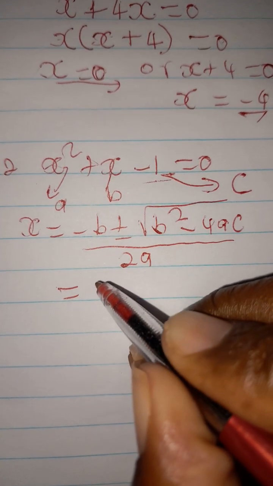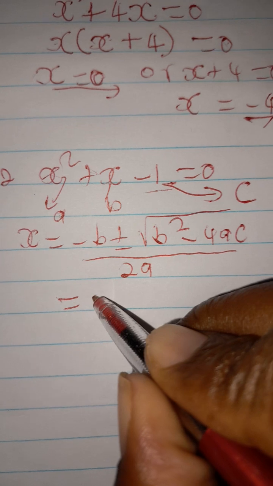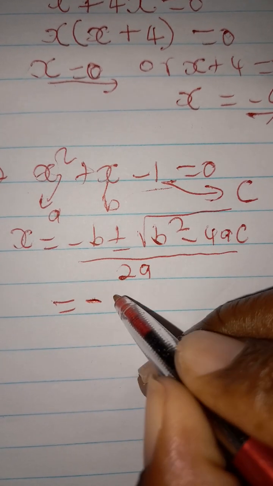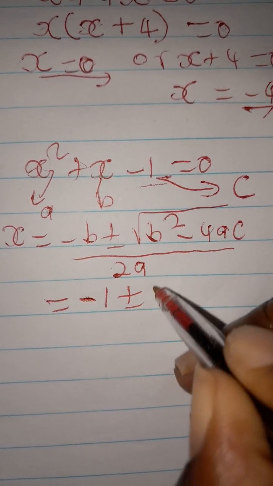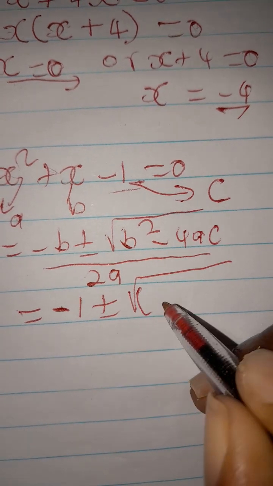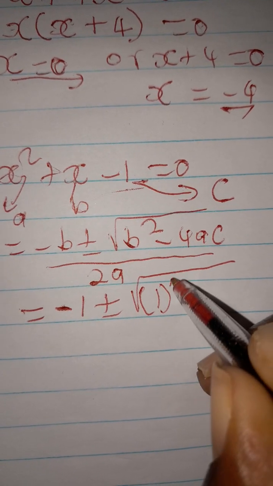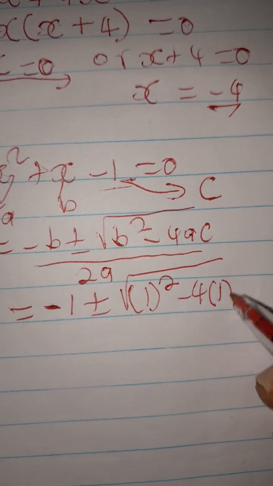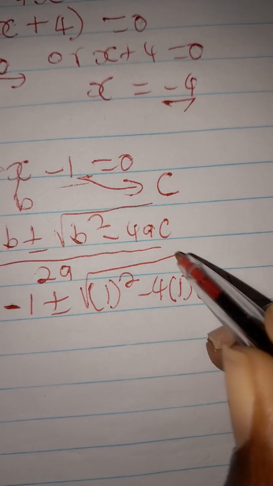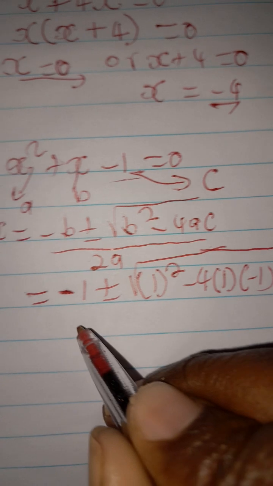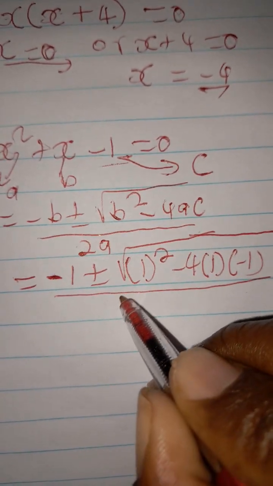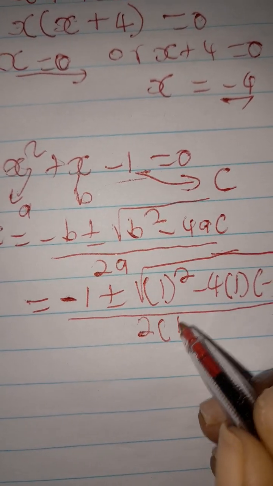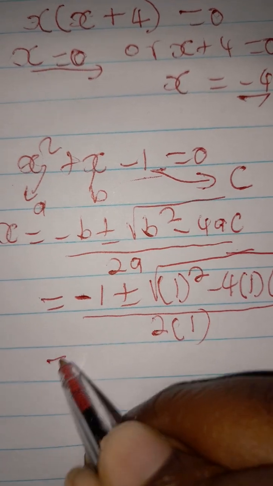Therefore we substitute. Our b we can see is positive 1, so when you plug it in, it's going to be negative 1. Where there is a b, you replace it by 1. Where there's our a, it's 1 as well. Our c is negative 1. Signs do matter.